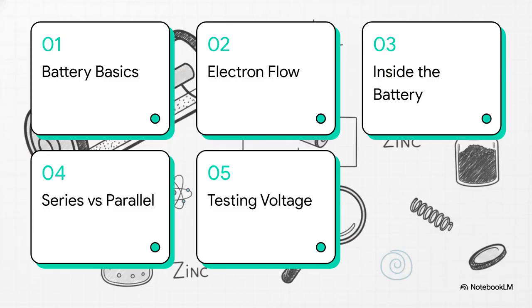Here is our lesson plan for today's explainer. 1. The basics of battery power. 2. Flow, electrons versus current. 3. Inside the alkaline battery. 4. Connecting, series versus parallel. And 5. Lab skills, testing battery voltage.